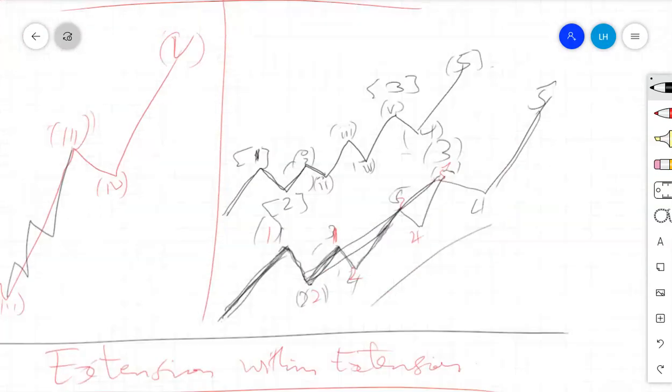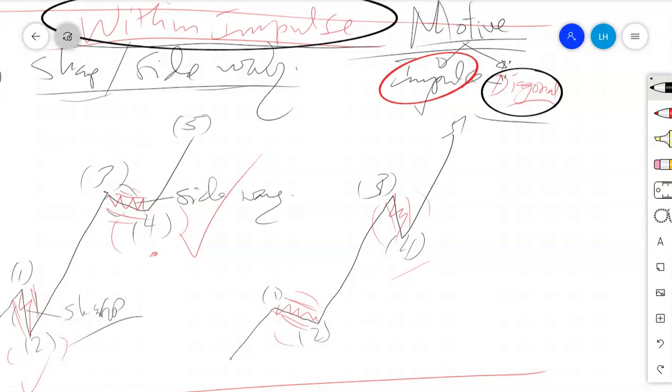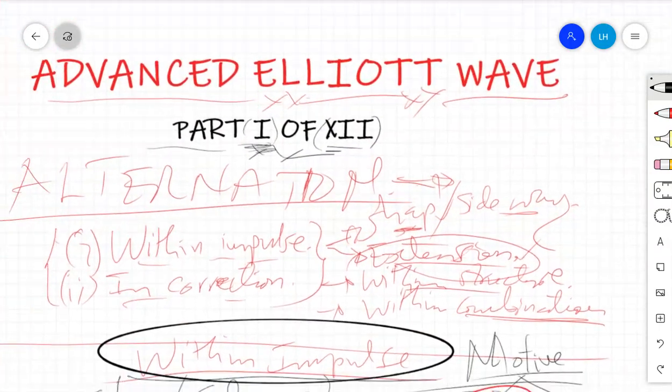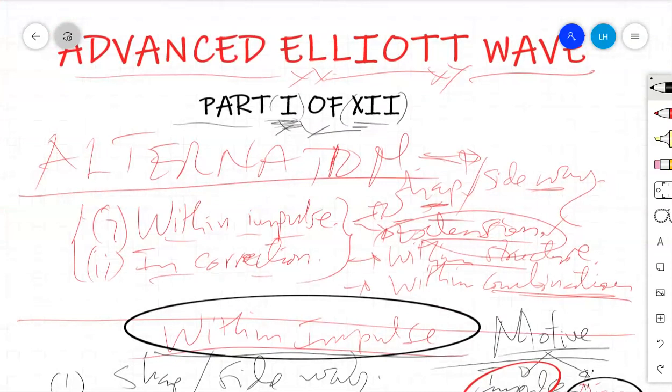When we were covering the guideline of alternation, we found that alternation can occur within an impulse, whereby we have found various areas where alternation may occur. We found that it can be sharp or it can be sideways. And also we have discussed the issues on extension. That was the last thing that we have covered right now. So now let's move to correction.